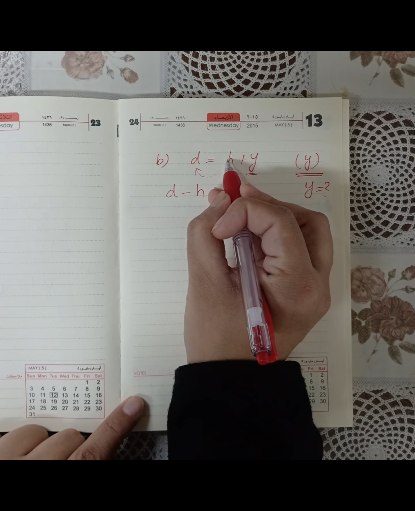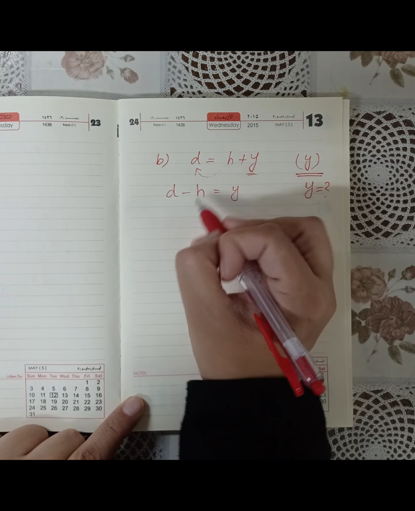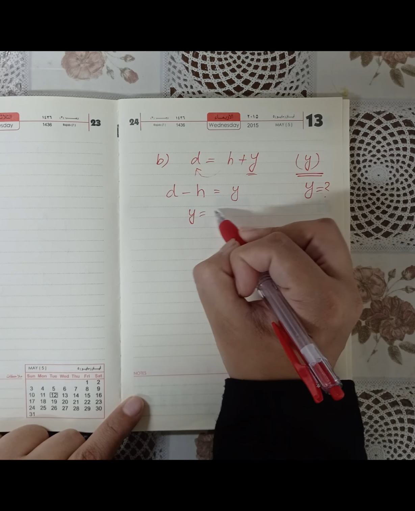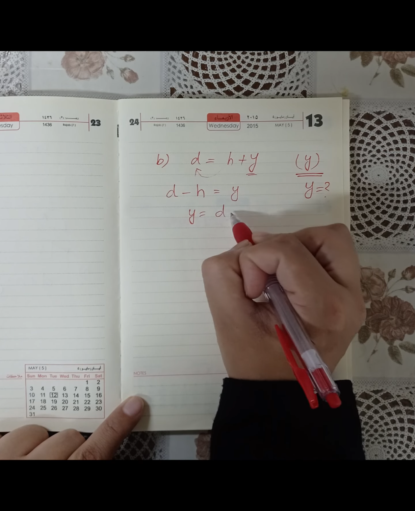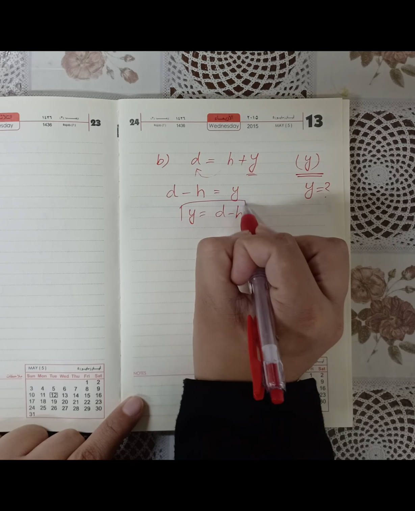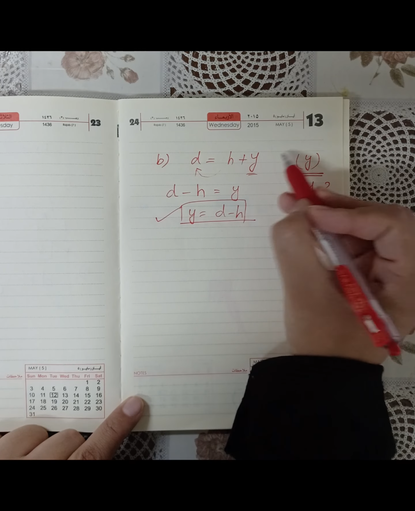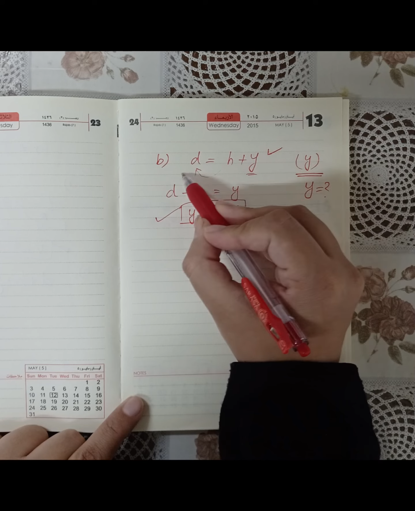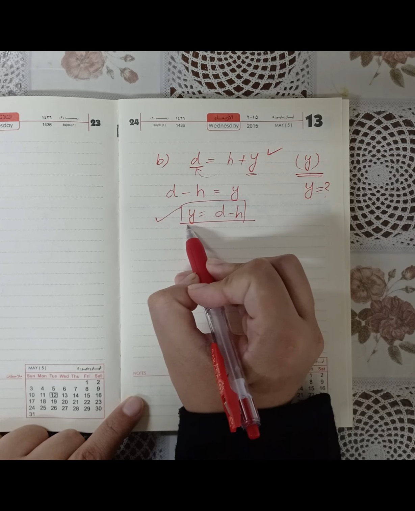So h that is being added will subtract on the other side, or I can write it as y equals d minus h. That is our subject now. So I rearranged this formula. This formula is for finding d, and now this formula is for finding y.